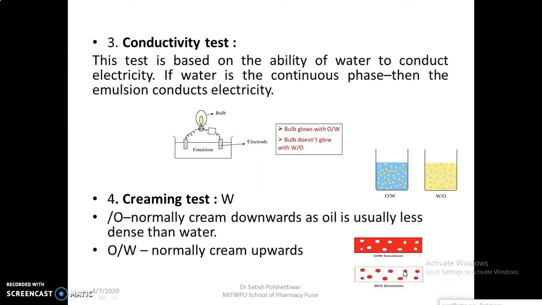Conductivity test: all of you know water is a good conductor of electricity. If the bulb glows, then we call it O/W type because water is the continuous phase. If the bulb doesn't glow, we call it W/O type. Then creaming: normally W/O creams downwards as oil is usually less dense than water. O/W normally creams upwards. This we could see. Okay, that is called the creaming test.